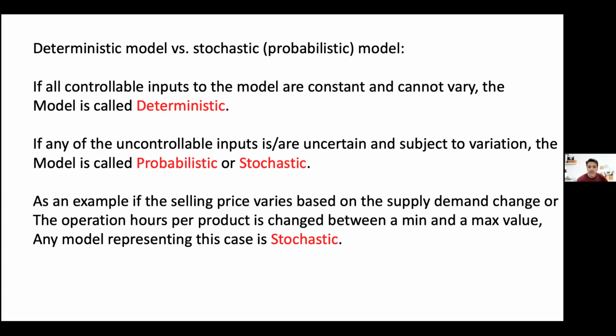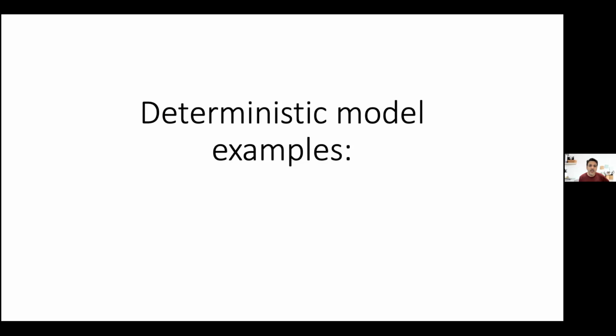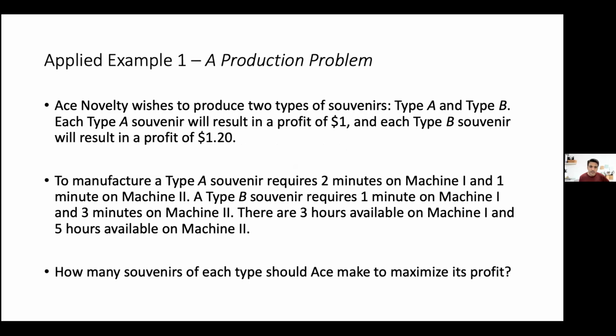So sometimes numbers are fixed, we call them deterministic. Sometimes numbers are different and they can change, we call them probabilistic modeling or stochastic. So this is another example of deterministic. I encourage you to read that and pause.